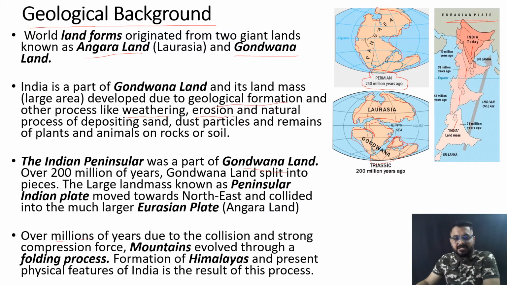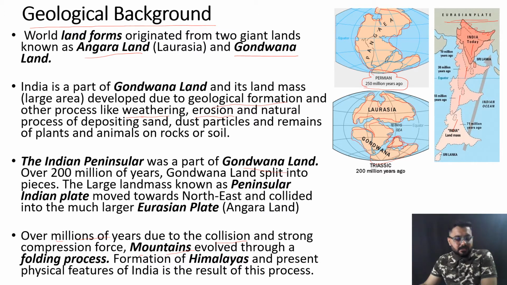Over millions of years, due to the collision and strong compression force, mountains evolved. Now, you might be wondering how the Himalayas were formed. The reason why the Himalayas were formed is this collision. Due to this collision, there was a folding process, and that is how, after the collision, we get to see the Himalayas on the northernmost part of India, children.